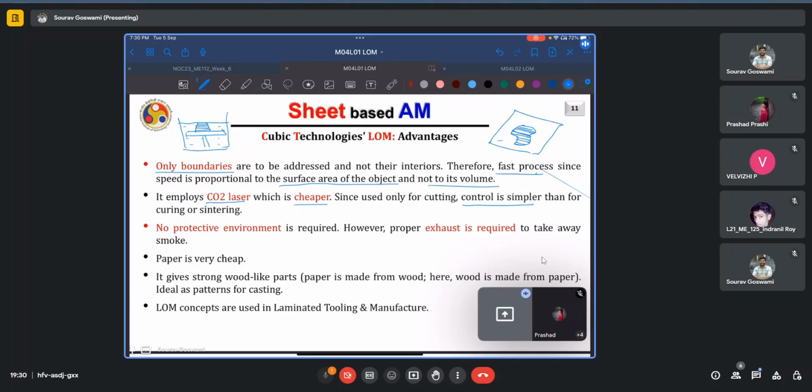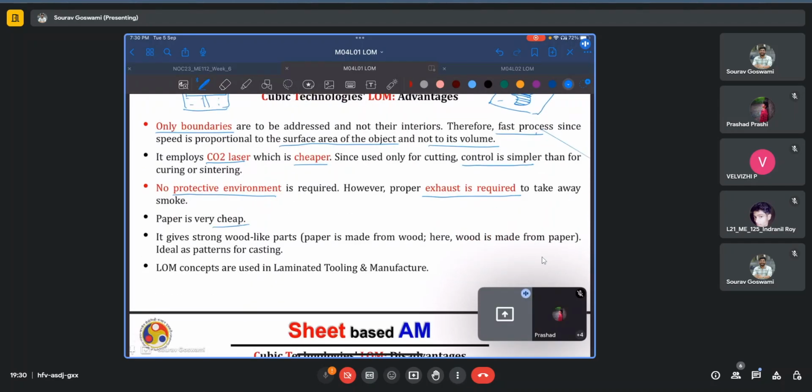Thus, no special protective environment is needed as there is no scope of oxidation. In fact, some of the processes, as we'll see later, actively remove the oxide layer from the materials in order to enable the diffusion and joining. However, the proper exhaust is required. Also, we know that the CO2 laser cannot be operated without the exhaust. The feedstock, which in this case is paper, is quite cheap, and the parts are strong, almost wood-like.